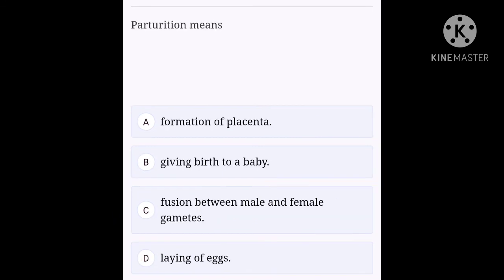Next question. Parturition means option A, formation of placenta. Option B, giving birth to a baby. Option C, fusion between male and female gametes. Option D, laying eggs. So the correct option is B.